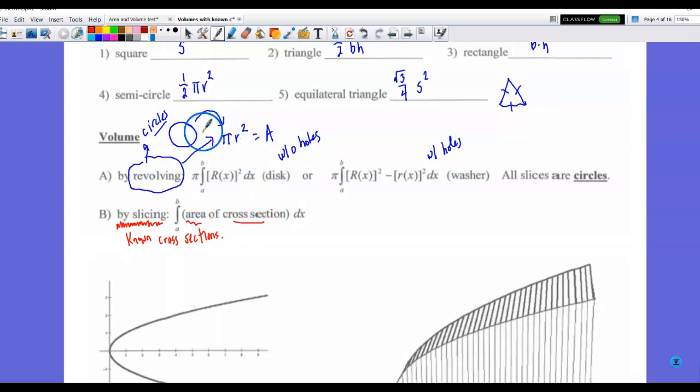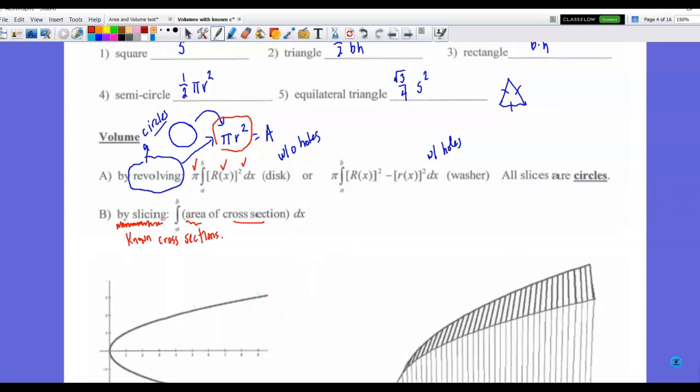So notice that's exactly what we were doing back up here, because when we were revolving, the shape that we were forming was circles, and the area of a circle is pi r squared. So if we follow that pattern, we are accumulating the area of the cross section. In that case, the cross section is a circle, and the area of a circle is pi r squared. So it's not a different concept. We're just going to use other geometric shapes rather than just circles.